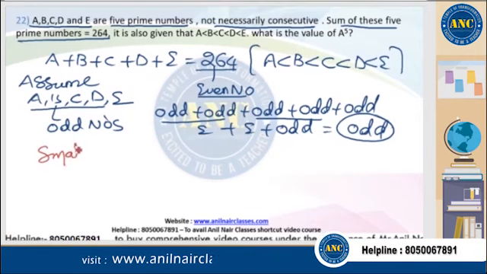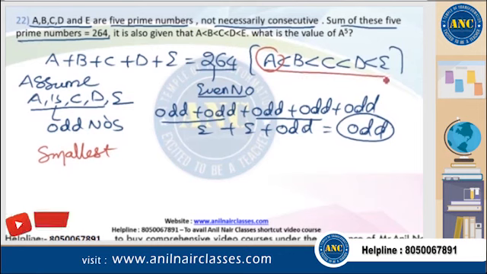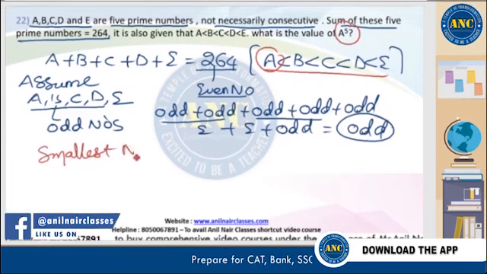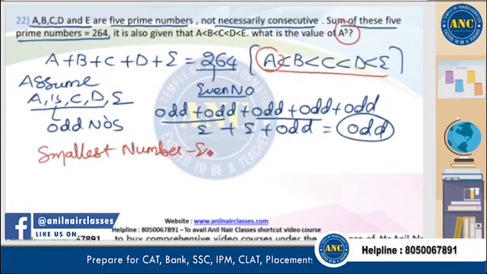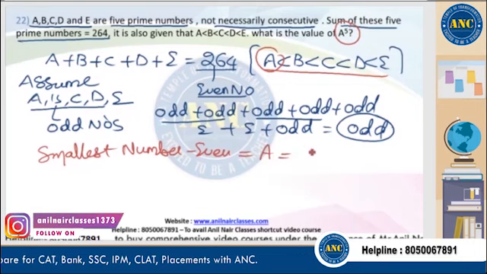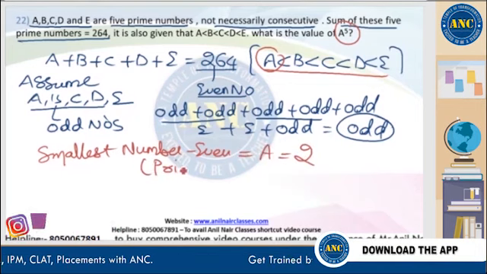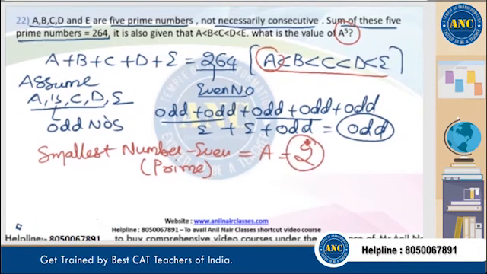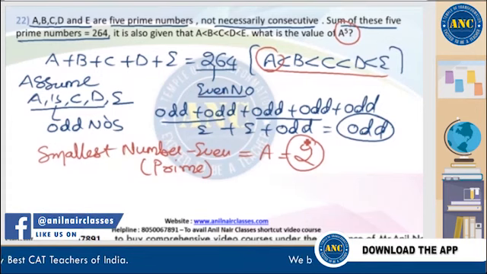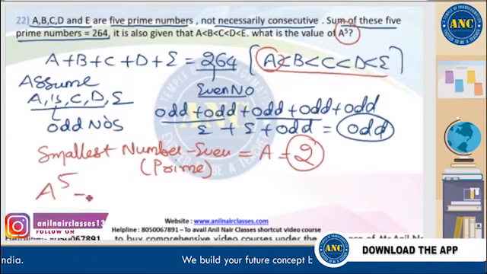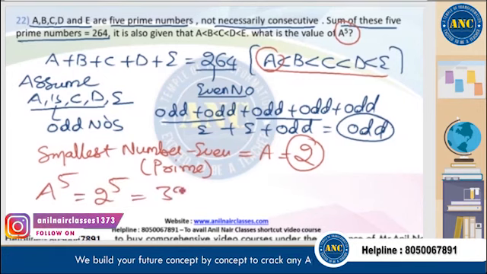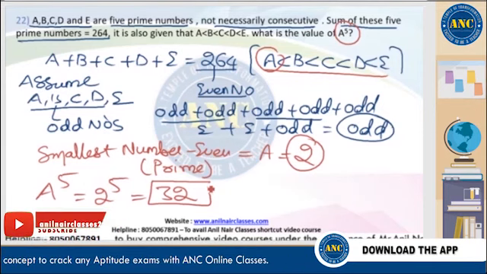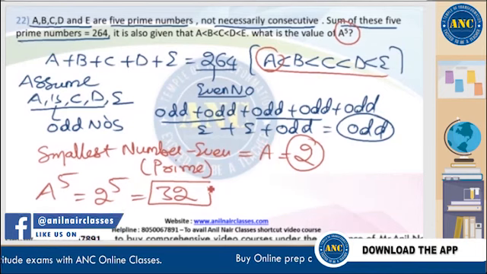What is the smallest even number? We want A less than B less than C less than D less than E. What is the smallest number? Smallest number which is even and a prime number, it has to be A. A is nothing but 2. The only even number which is prime, and the smallest among the set of prime numbers, is 2. Question is A power 5, which is nothing but 2 power 5. Answer is 32.